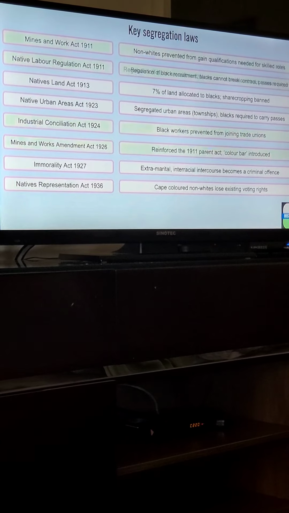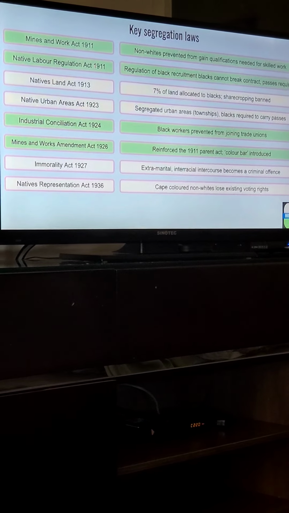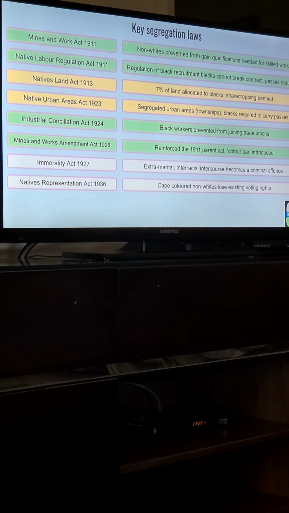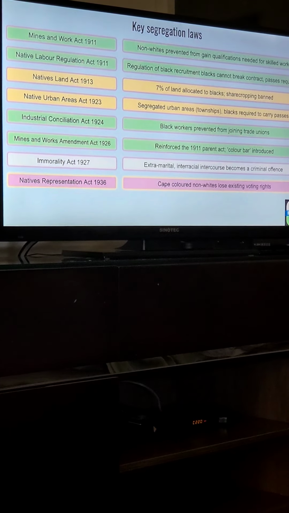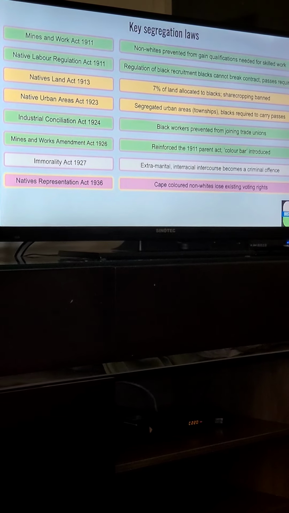We can identify 4 acts that segregated the workplace. We can also link together 2 acts that focused on separating where and how blacks and whites lived. There is 1 act that was political in nature, and 1 act that was social. Thus, we have taken our knowledge of the acts one stage further.